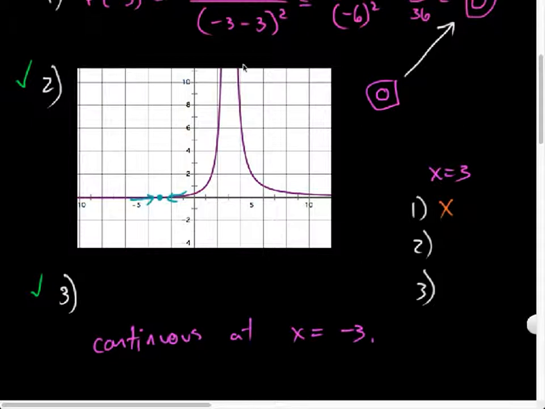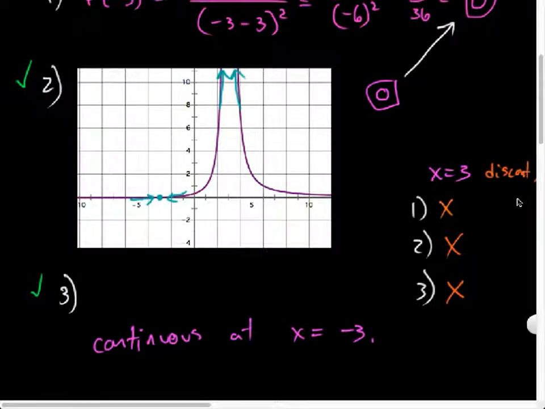Does it approach the same value from the left and the right? Well, they both go to infinity, but that is not a y value. That is a concept and not a number. So no. And then does the number it approaches from left and right, which it doesn't, is that the same number that it is at that point, which it doesn't exist at that point? It just fails by default. So x equals 3 is discontinuous at this point.